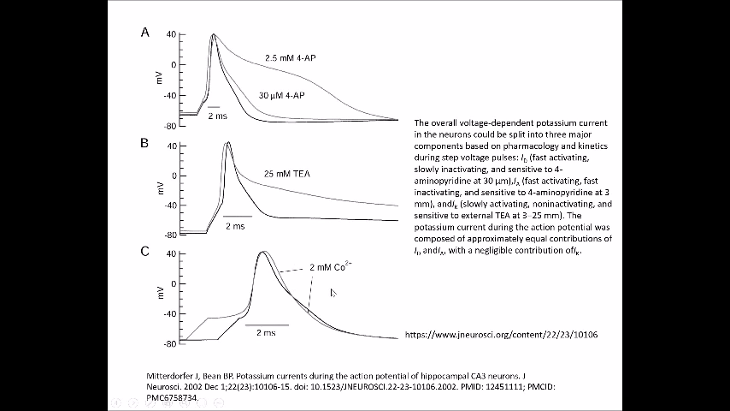This diagram down here is to show what happens when you give cobalt. Cobalt will block the calcium channels. So if you block the calcium channels, calcium can't go in and it can't activate the calcium-activated potassium channel. So therefore, what would happen? Then we wouldn't have the calcium-activated potassium channel to have an influence on the shape of the action potential.